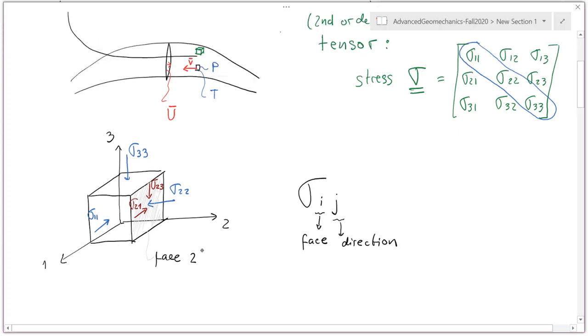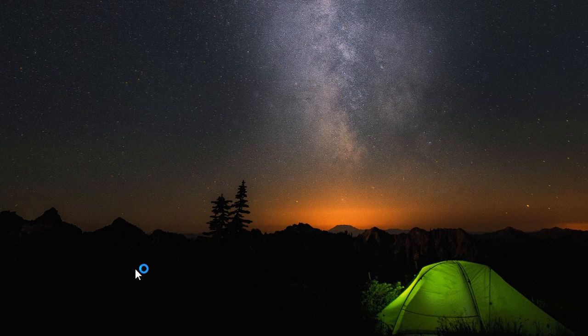This is the positive phase number 2, because in order to get to this phase, I need to walk a positive increment in direction number 2.